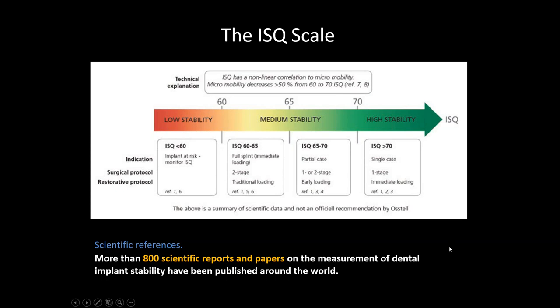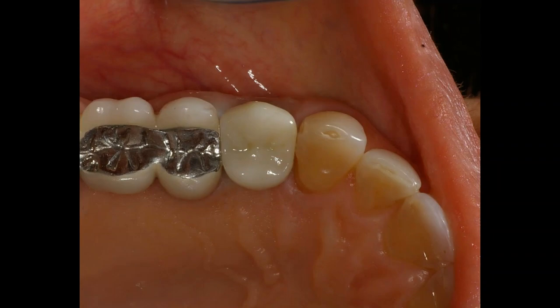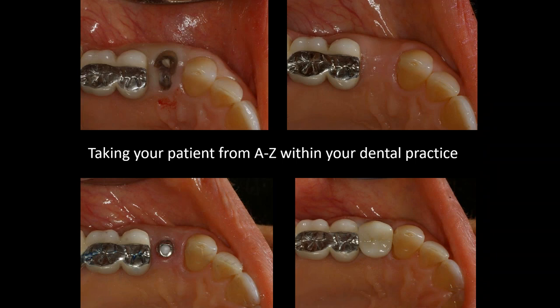that it can actually be immediately loaded. In fact, there are more than 800 scientific reports and papers that talk about this. So this is something that's an objective reading. Implant and plug, a zirconia crown. And so this patient was able to leave with an immediate restoration on his implant.